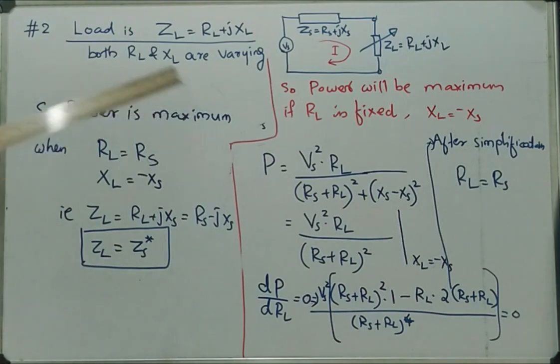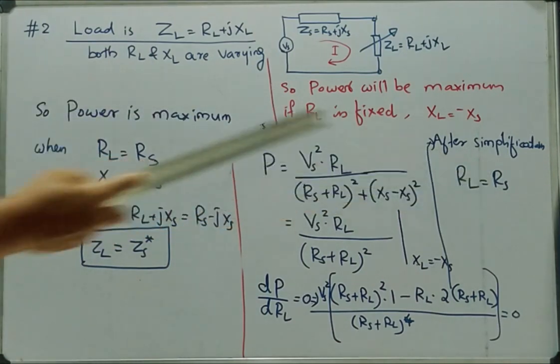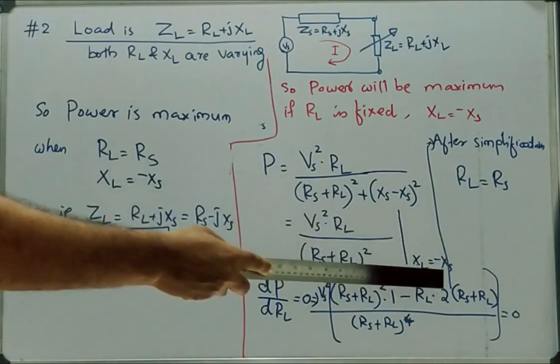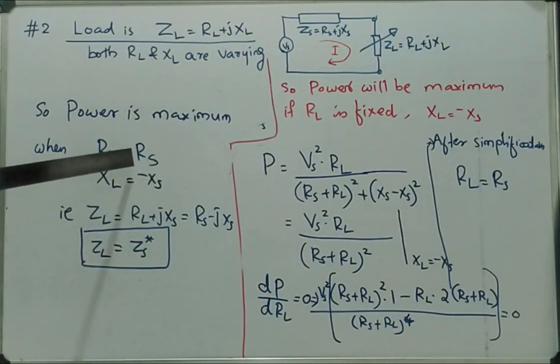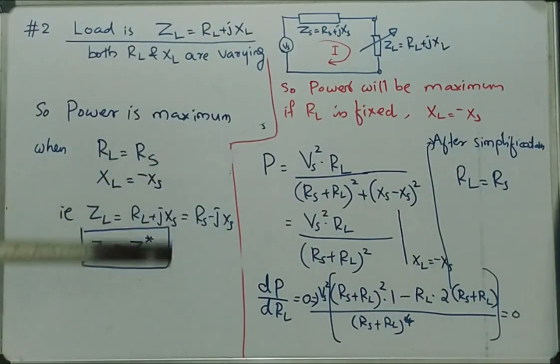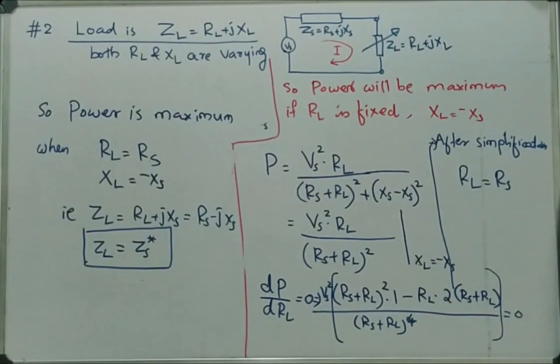So power is maximum when RL is equal to Rs and XL is equal to minus XS. That is ZL is equal to RL plus jXL, which is equal to Rs minus jXS. Or in other words, ZL is conjugate of ZS. So it can be concluded that with load impedance consisting of variable resistance and variable reactance, maximum power transfer from source to load occurs when load impedance ZL is the conjugate of source impedance.